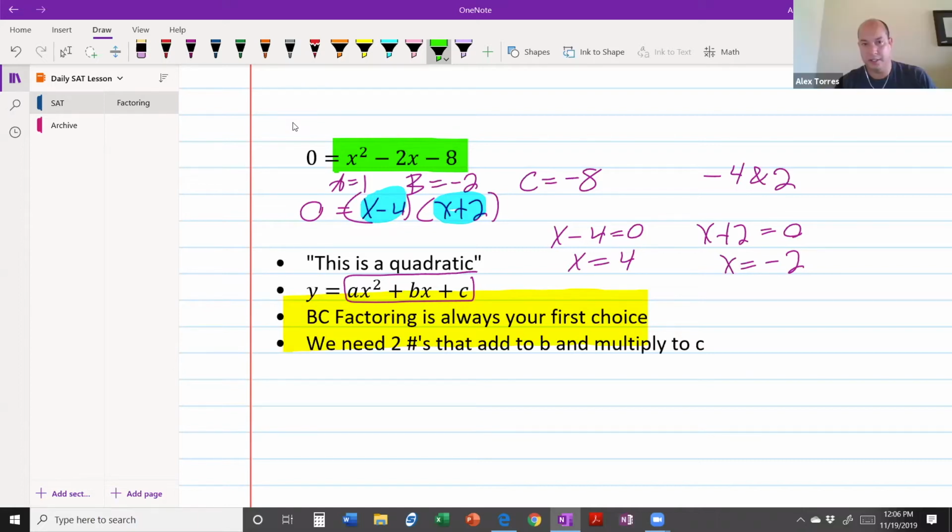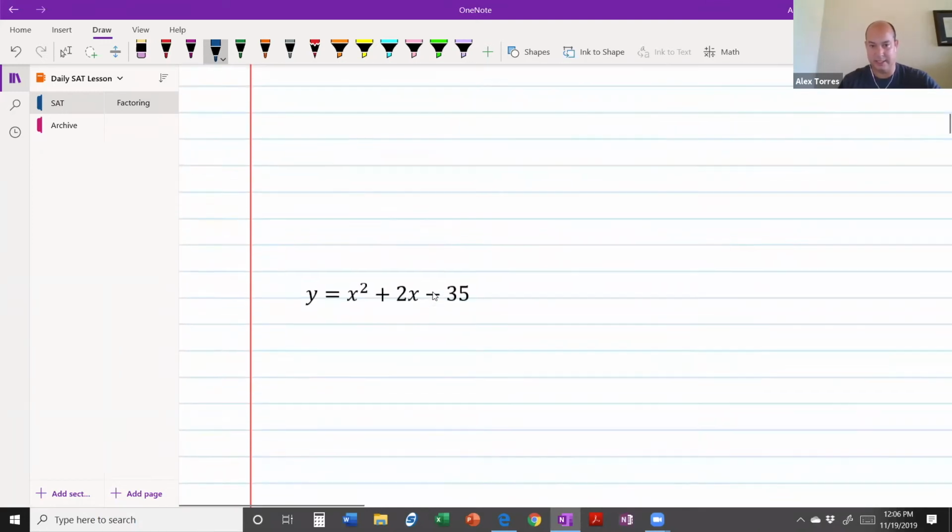Yeah, so foiling would be to take the blue stuff and multiply it out to look like the green stuff. And factoring would be taking the green stuff and separating it into its elements to get the blue stuff. So the most basic type of factoring is BC, where you're looking for two numbers that add to B and multiply to C. So this is another nice basic example of that.